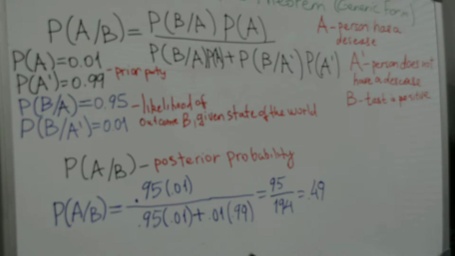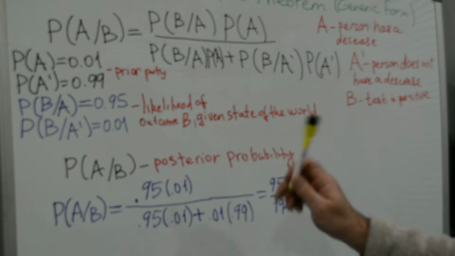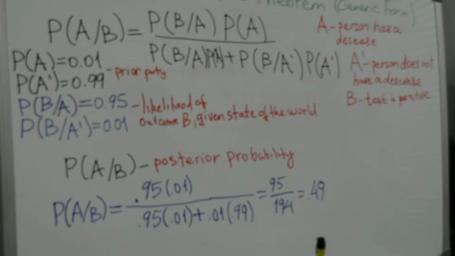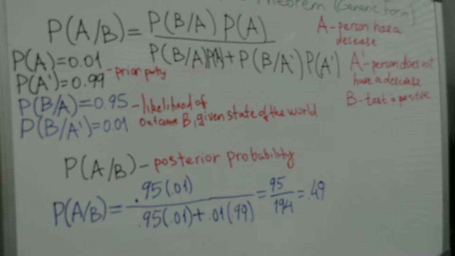Now, with all this information on prior probability and also on the likelihood of experimental outcome, we could update our posterior probability or conditional probability. What is the probability that person has a disease given test is positive.